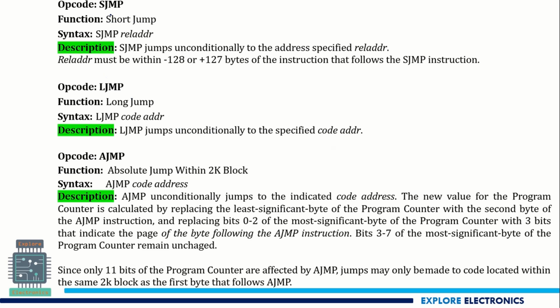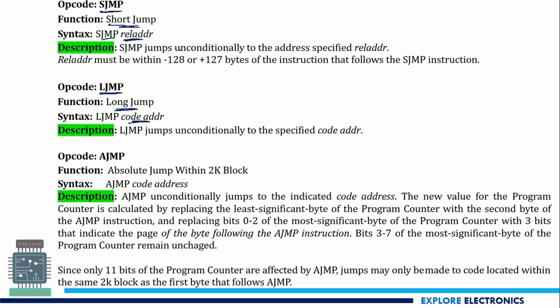Then we have short jump and long jump. The short jump has the opcode SJMP. Long jump has the opcode LJMP. You can see here short jump, again we are going to specify the address. Similarly, for long jump also we need to specify the address here.